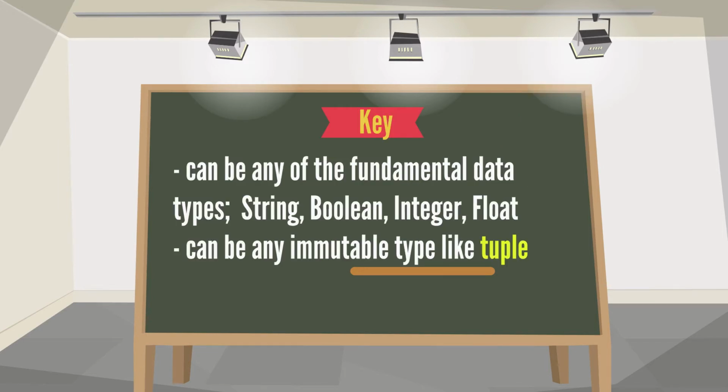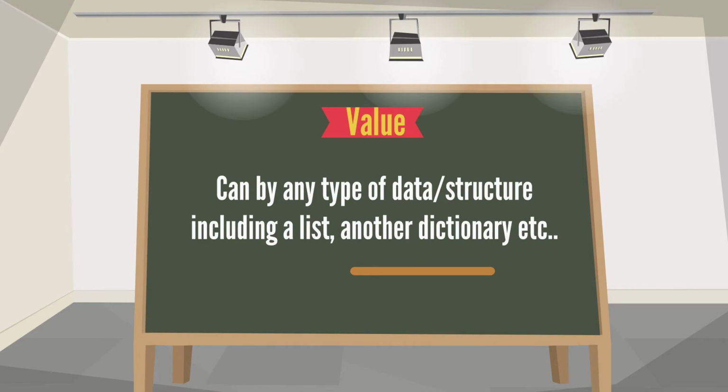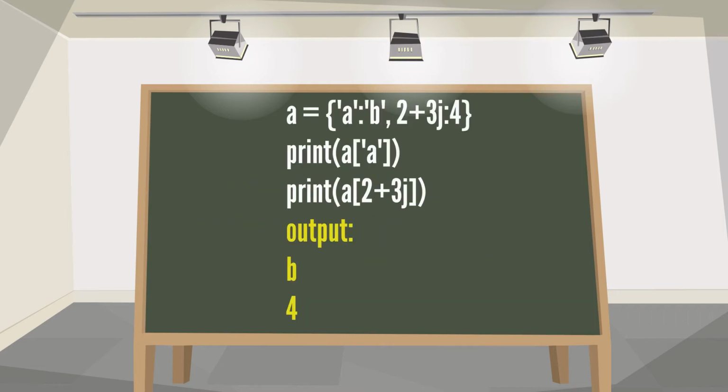As long as the keys are unique, a dictionary can have any of the fundamental data structures like string, integer, float, boolean, and even a complex number as its key. It can also be any of the immutable structures like tuple. A dictionary value can be of any type, including the mutable data structures like list and another dictionary itself. Here is an example of a dictionary which has two keys, A and a complex number 2 plus 3j. And using the keys, you can print the value.